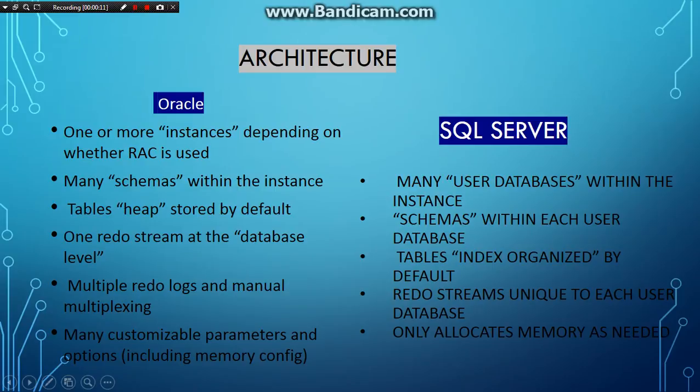First, we have the architecture of Oracle and SQL Server. In Oracle, we have one or more instances depending on RAC, and in SQL Server we have many user databases. In Oracle we have many schemas within the instance, and SQL Server also has schemas within each user. Tables are heap stored by default in Oracle, and in SQL Server tables are index organized by default.